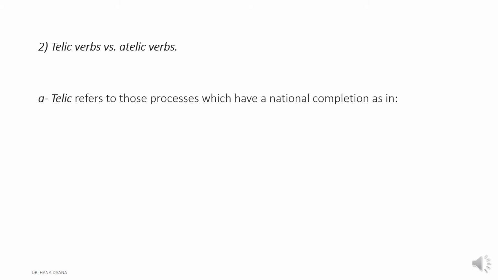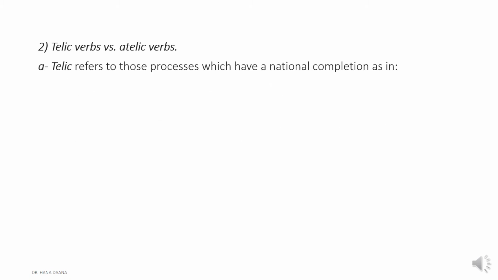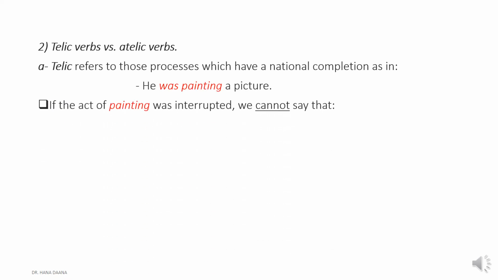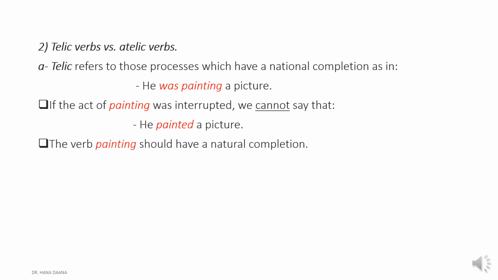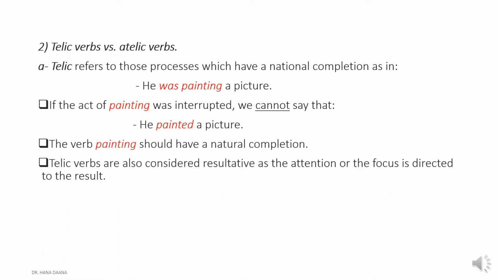The second distinction of verbs is Telic versus Atelic verbs. Telic refers to those processes which have a natural completion, as in, he was painting a picture. If the act of painting was interrupted, we cannot say that he painted a picture. Painting should have a natural completion. Telic verbs are also considered resultative, as the attention or the focus is directed toward the result.